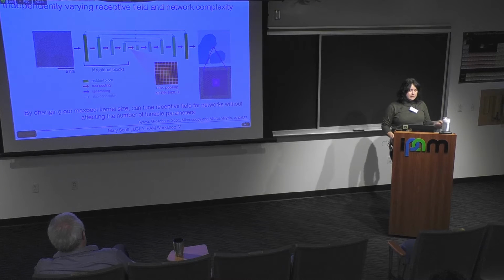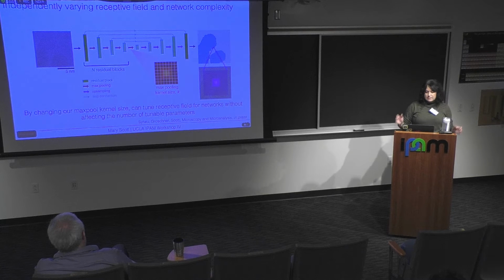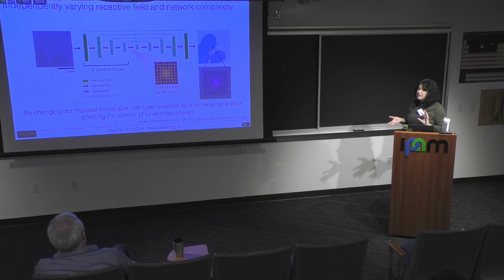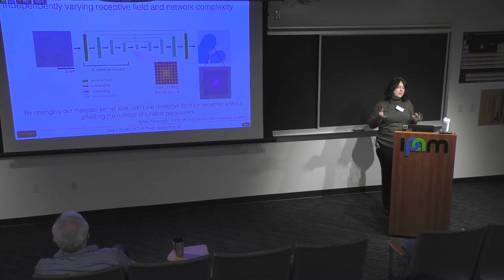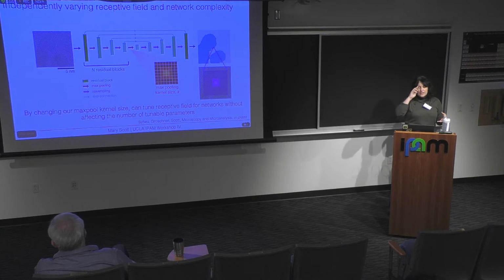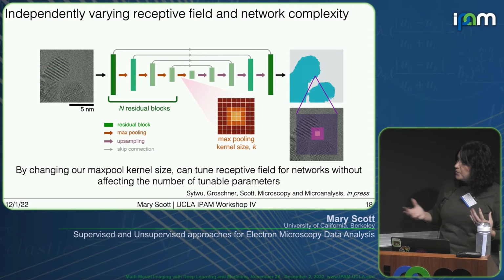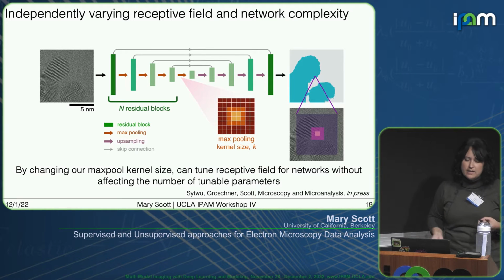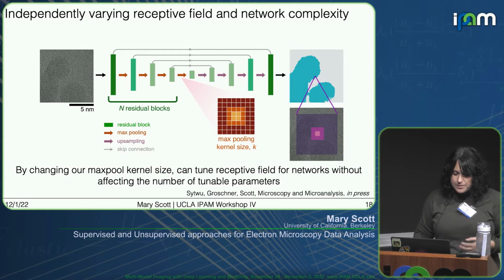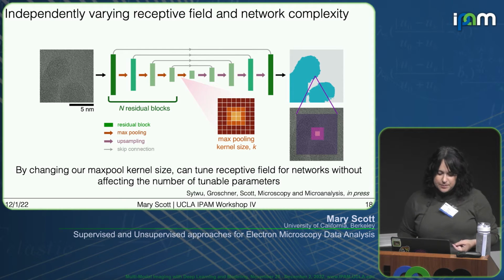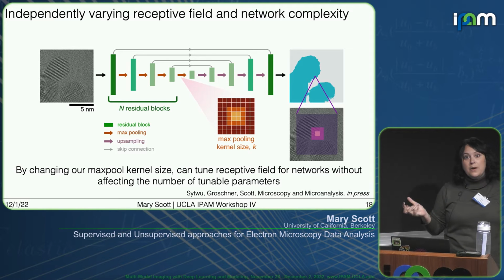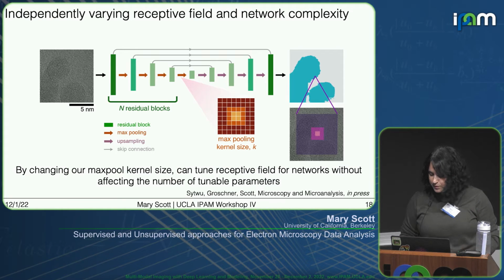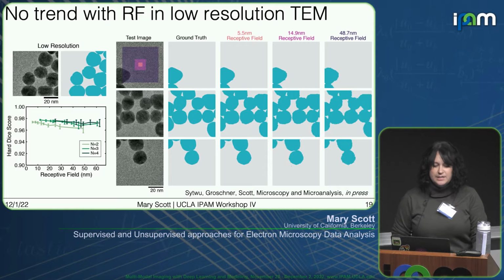So what my postdoc, Catherine Situ, did is modify a very basic classic UNet so that we could independently tune the receptive field and the network complexity and look at these individually. She did that in a really simple way by changing our max pooling kernel. She also tested using a dilated kernel, and it works exactly the same way as the results that I'm going to show you today. So by changing our max pool kernel size, our downsampling step, we can tune the receptive field. We can make it bigger without changing the number of tunable parameters in the neural network, because that max pool size is fixed. So let's dig into some results.